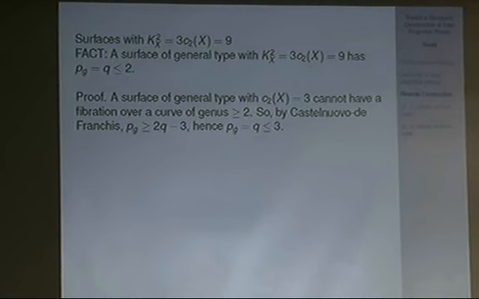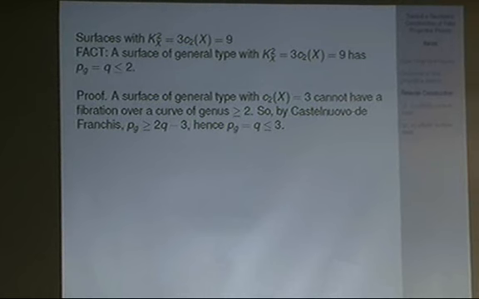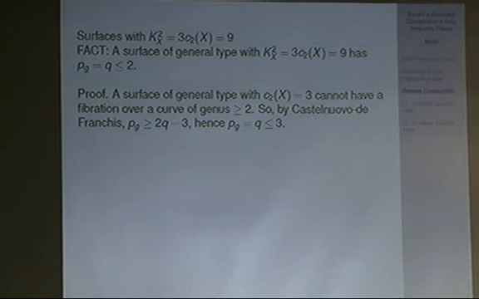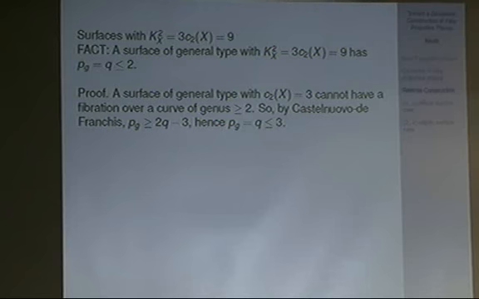It's a proof. A surface of general type with C2 equal 3 cannot have a fibration of curve genus bigger than or equal to 2. This is general type, so each general fiber must have genus at least 2. So if the base curve has genus at least 2, then the product of two Euler numbers is already 4. If you have a singular fiber, then the Euler number will increase. So there is no such fibration. So by the Castelnuovo-de Franchis theorem, we have this inequality: PG is bigger than or equal to 2Q minus 3. So in our case, PG equal to Q, we have this.